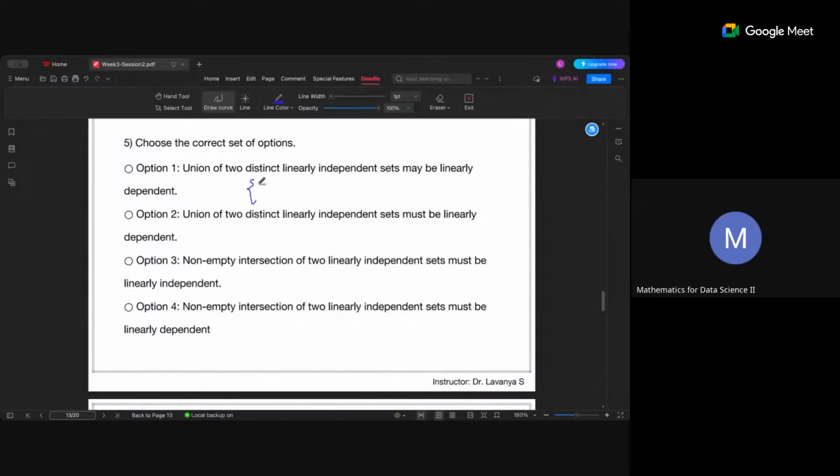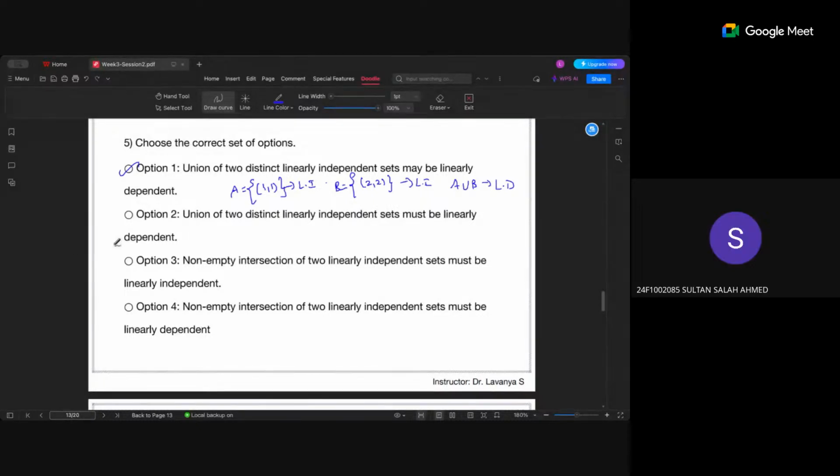For example, let's say you have (1, 1). This is a linearly independent set because we know that any non-zero singleton vector is linearly independent, right? So this is linearly independent, and (2, 2) is also linearly independent, but the union is linearly dependent. So A union B is linearly dependent. Okay, this is true.